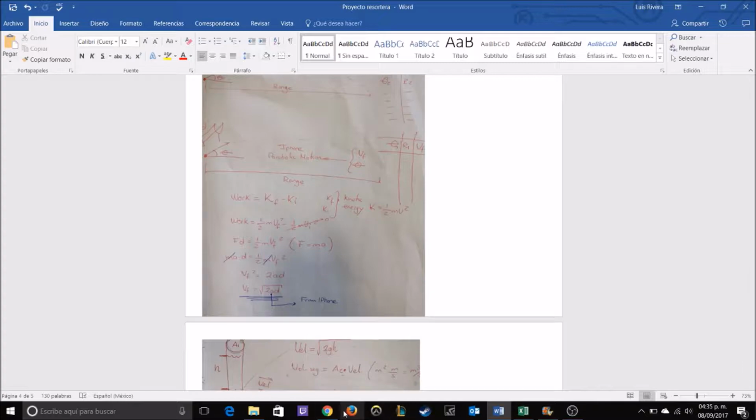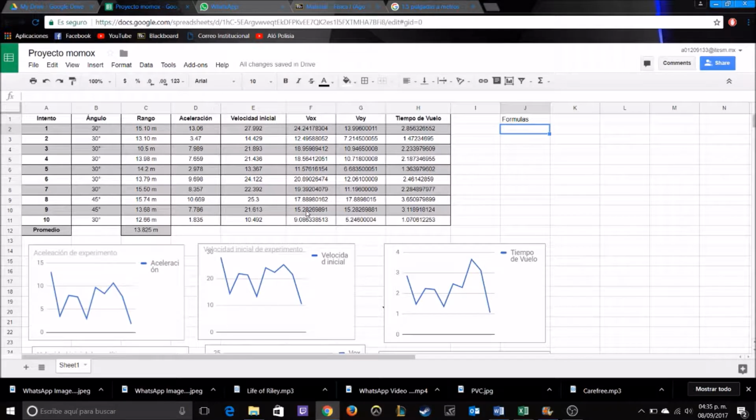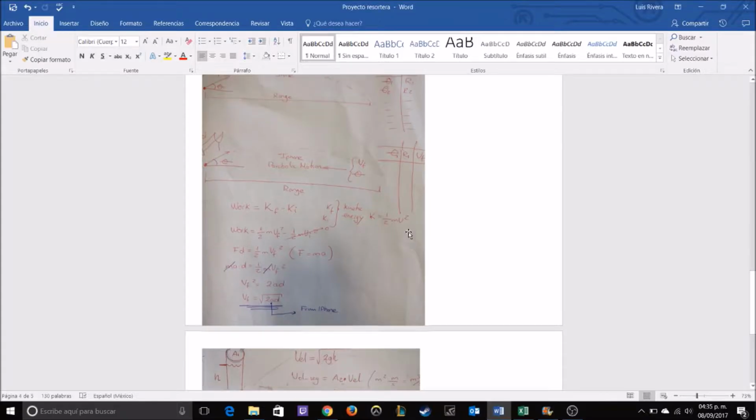Now our data. We did 10 tries. We threw the phone 10 times at different angles. We threw it 2 times at an angle of 45 degrees and 8 times at an angle of 30 degrees. We obtained different ranges, if you can see. We obtained different accelerations with this formula.